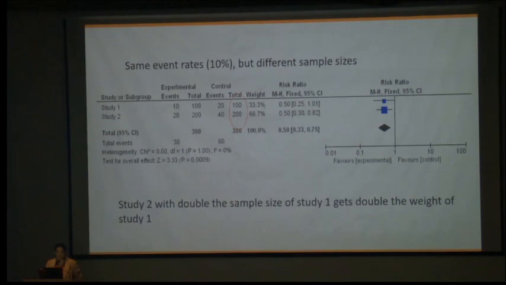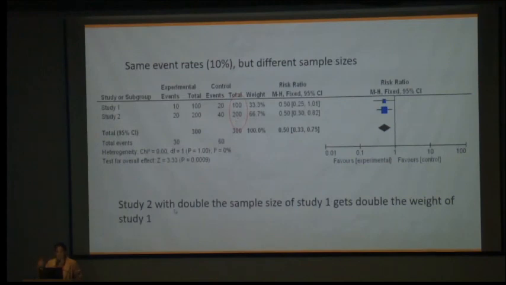It's included 2 studies. Study 1 has a total of 200, so 100 each in each arm, and study 2 has 200 each. So you can see here that the weight allotted to study 2 is double. It's 66%. Even though the effect that they're showing is the same. So they've both shown a 50% reduction in the outcome. You can see a 0.5 risk ratio. But the weight allotted is different because study 2 has twice the number of participants compared to study 1.